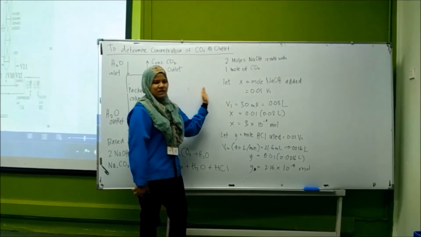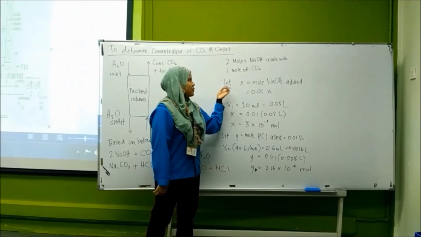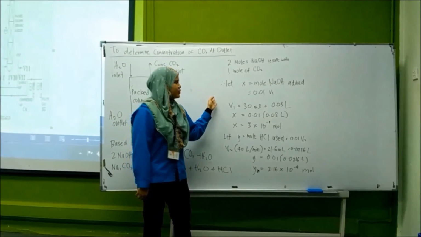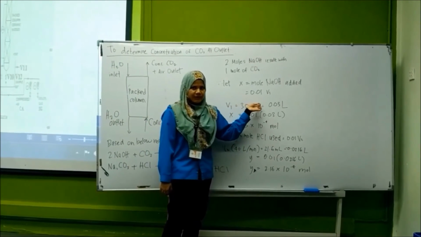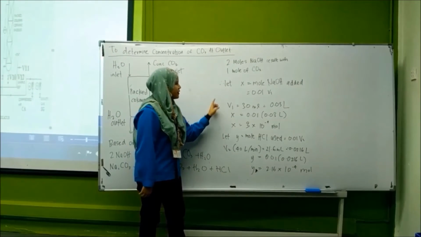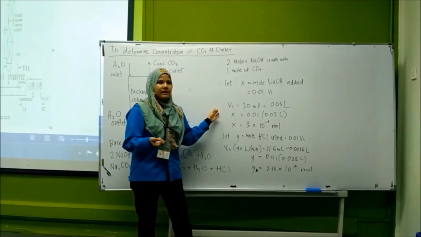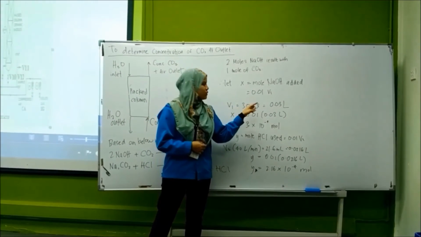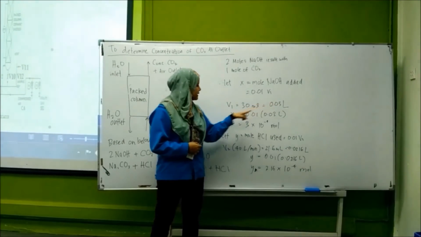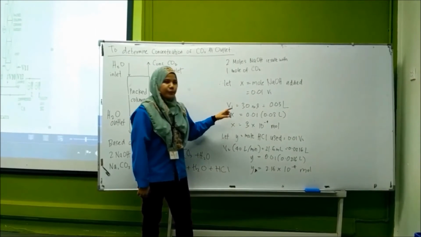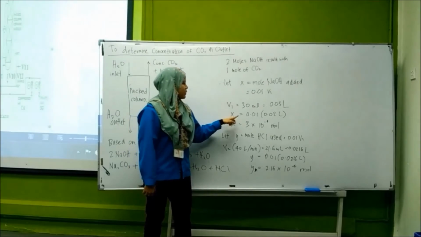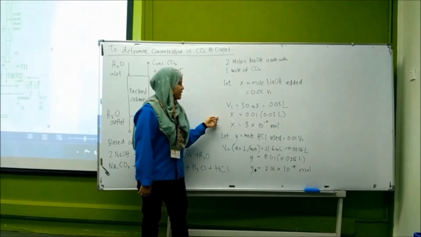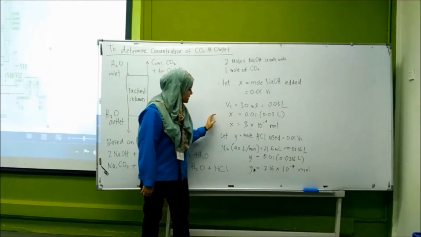So we assume that x equals the mole of sodium hydroxide added, which is 0.01 V1. V1 is from the procedure that has been mentioned before. It is the volume in mL, which also equals 0.03 liter. Then we put it in the equation, which gives 0.01 times 0.03 liter, and that will result in this answer.